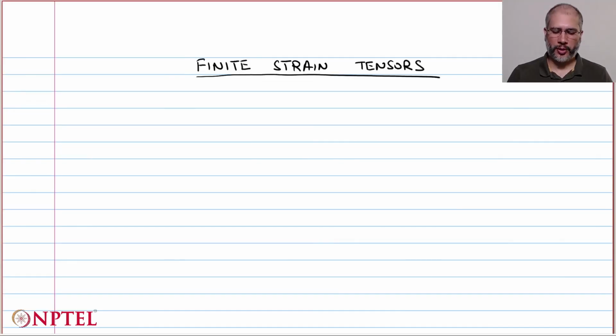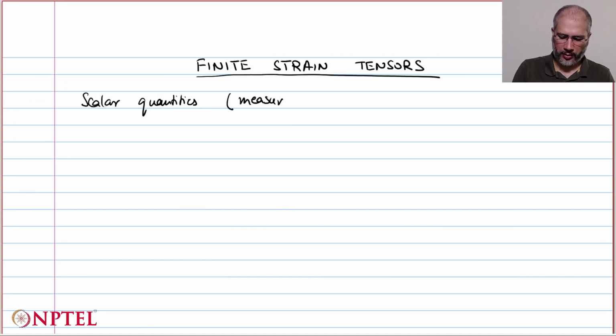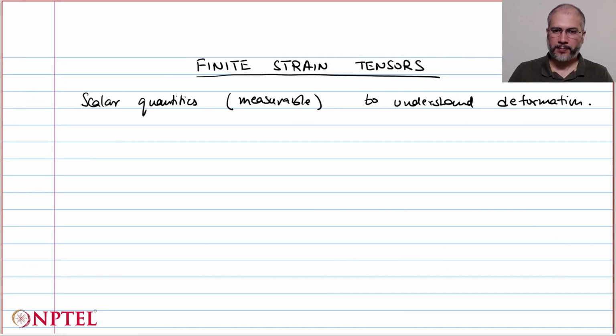So when discussing deformation, we develop scalar quantities, particularly measurable scalar quantities, to understand deformation. So today we'll talk about a couple of them. The first one we talk about in terms of a measurable scalar quantity to help us understand deformation is the difference in the square of small dx squared and capital Dx squared.